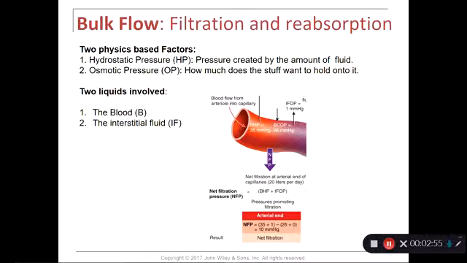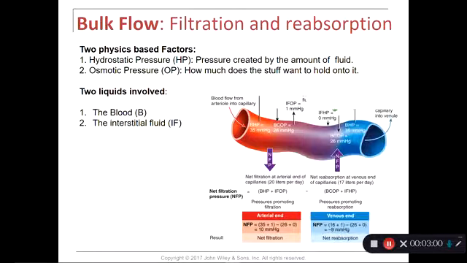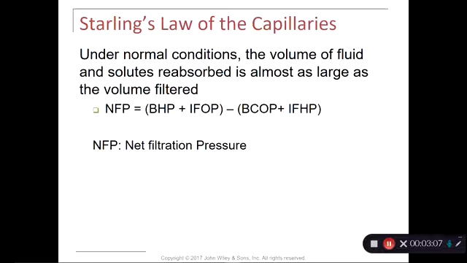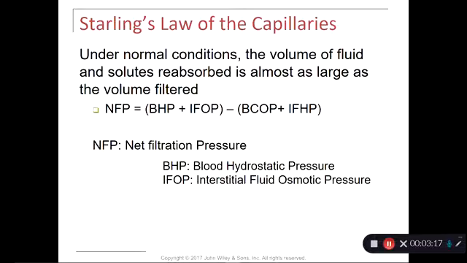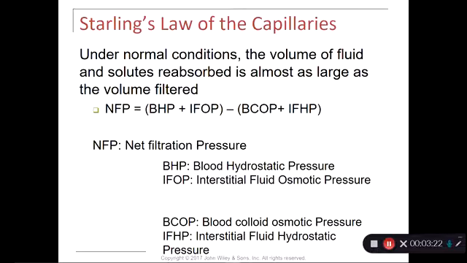So filtration and reabsorption, you got two liquids involved, the blood again, the interstitial fluid. And how you do this calculation, which you don't really have to fortunately do right now, is this guy right here, the net filtration pressure, which is NFP, BHP, blood hydrostatic pressure, IFOP, interstitial fluid osmotic pressure. And then you got the BCOP, which means blood colloid osmotic pressure, and the IFHP means interstitial fluid hydrostatic pressure.